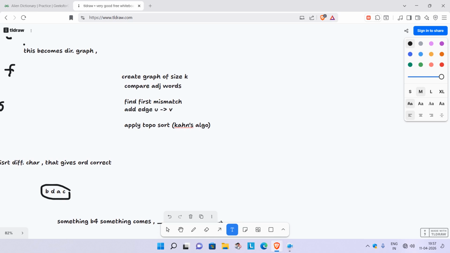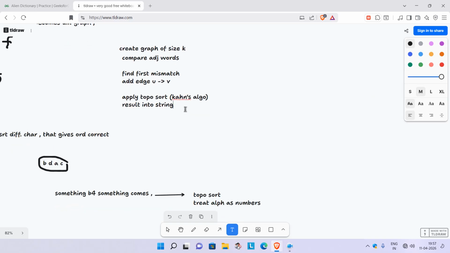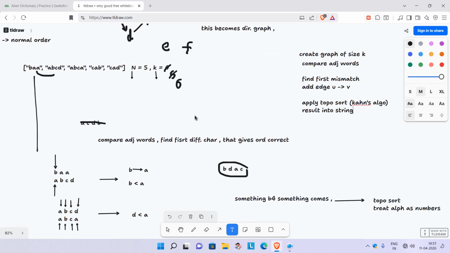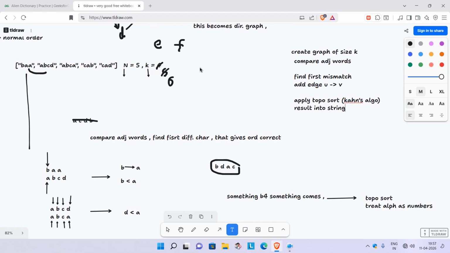After that we can convert our result into a string, because we have to return our string format. So that's our question given here. Again, I write: this is our words array given here, this is the total size of this array, and K is nothing but the unique characters behind this.